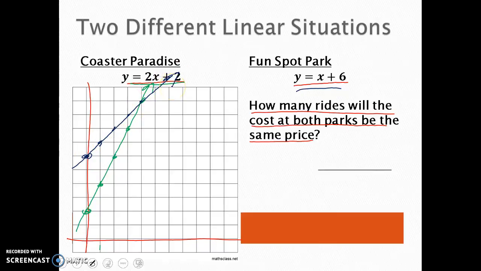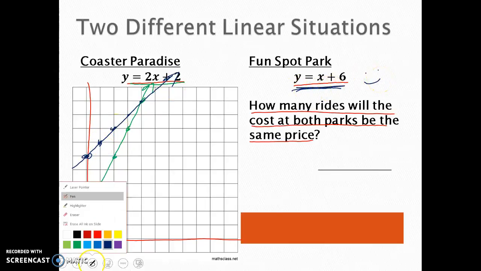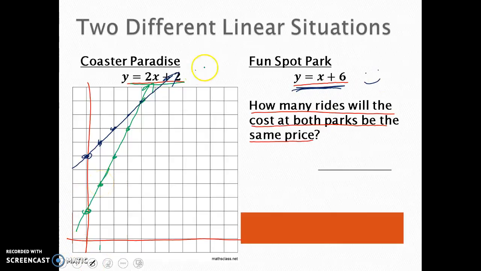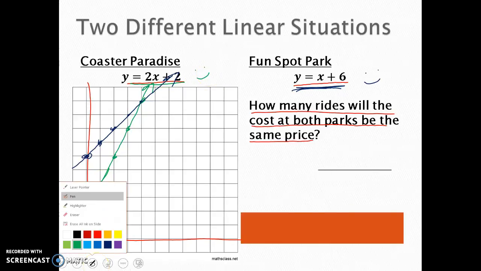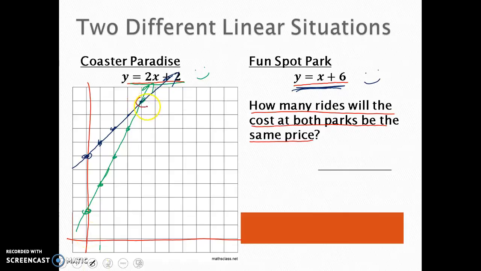All the points that are blue make this equation happy. All the points that are green make this equation happy. And there's one point here that makes both equations happy, and that's this point right here. That happens to be the point 1, 2, 3, 4, and up to 1, 2, 3, 4, 5, 6, 7, 8, 9, 10. That's the point (4, 10).